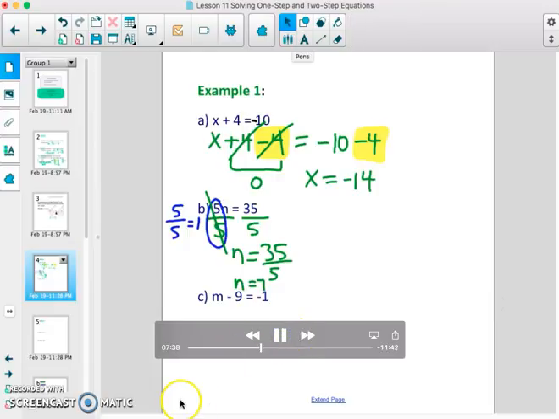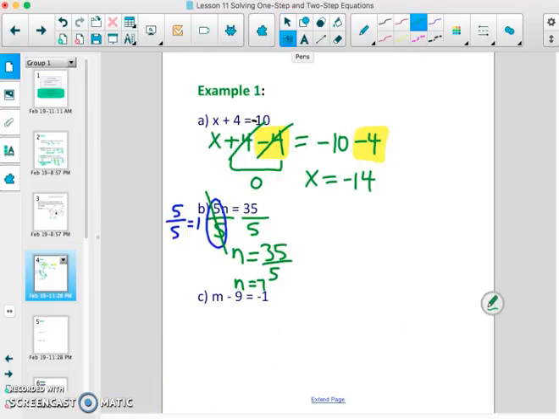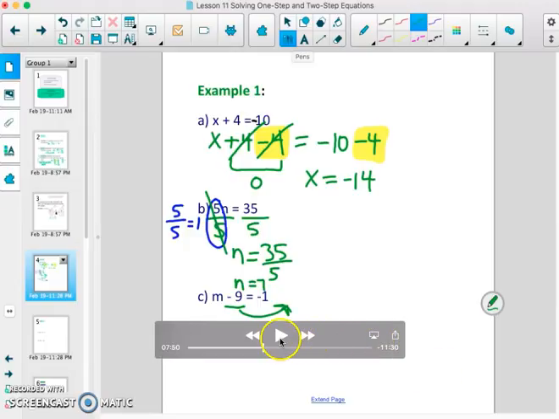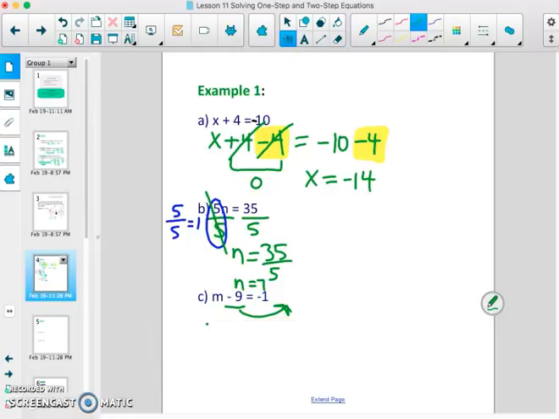Okay, so now we're going to move on to the last example here. So m minus 9 is equal to negative 1. And we're going to do the same thing, opposite operations. So if I'm subtracting 9 there, it's almost like I'm moving it over. So what I mean by that is you don't always have to write out that you're doing the opposite operation, but it's almost like you're taking that negative 9 and bringing it over to the other side, and it's becoming positive. It's switching signs. It's the same effect, okay? So that's another way to think about it.